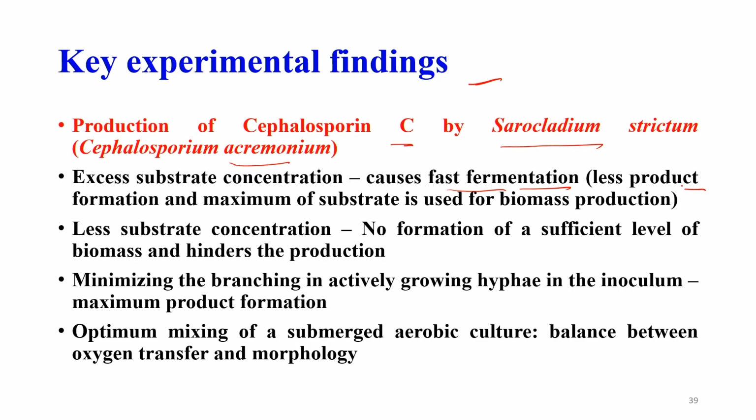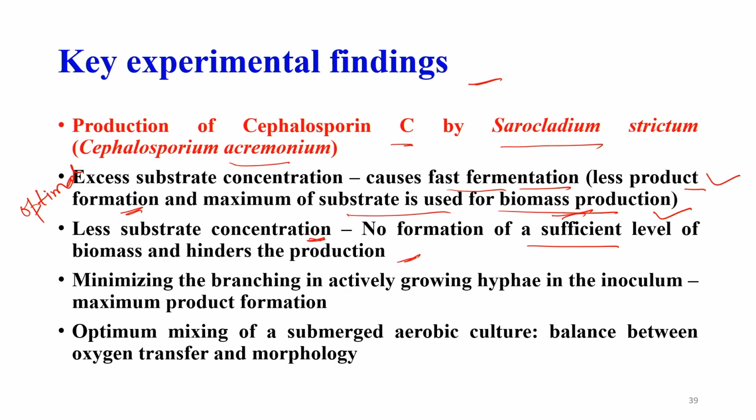So, you can see less product forms when there is a fast fermentation, and maximum substrate is utilized for biomass production. So, what it says is there should be an optimal initial substrate concentration for the maximum product yield. We need to balance between biomass growth and product formation, because if there is less substrate concentration, there will be less biomass, which again affects the product formation.